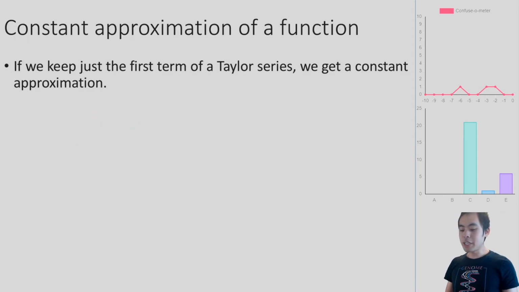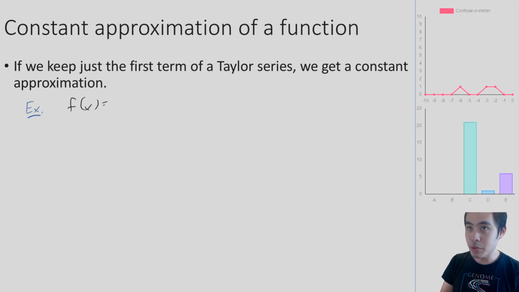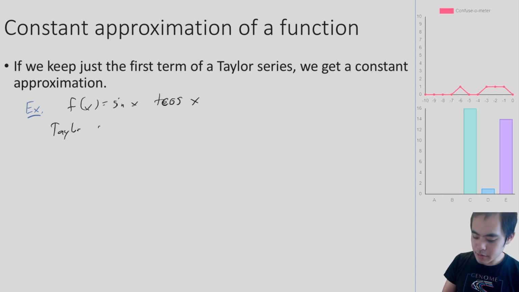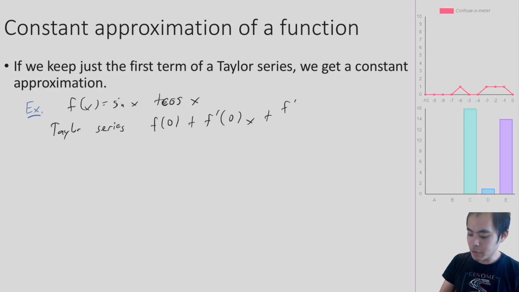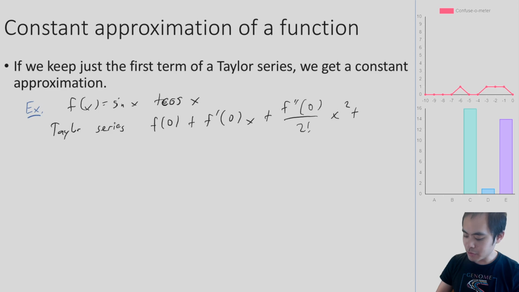So, if we just keep the first term of a Taylor series, we get a constant approximation. So let's give an example of that. This isn't necessarily a very good approximation, but f of x is equal to sine x plus cosine x. If you take the Taylor series, f of 0 plus f prime of 0 times x plus f double prime of 0 over 2 factorial x squared plus f triple prime, etc. I'm not going to write them all out because that would take me infinite time.